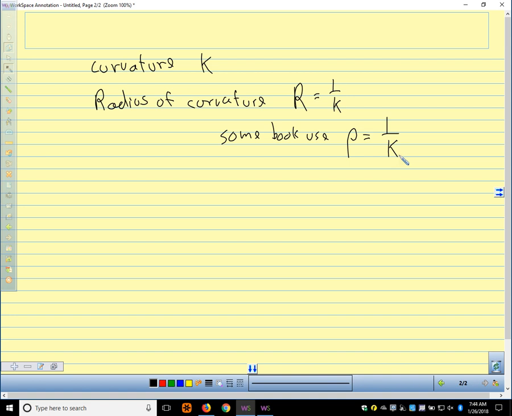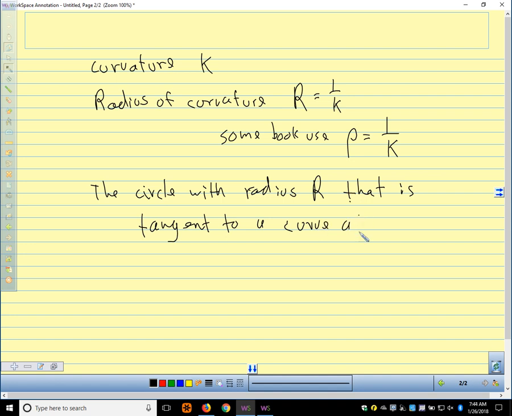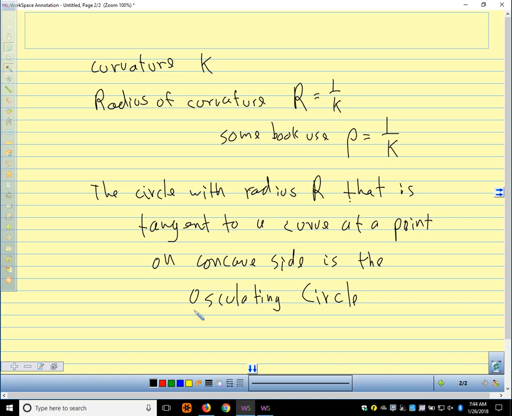If the circle with radius r at a particular point, I'm going to say radius r that is tangent to a curve at a point, on the concave side, is called the osculating circle. Osculate means to kiss. So it's a circle that kisses the curve.